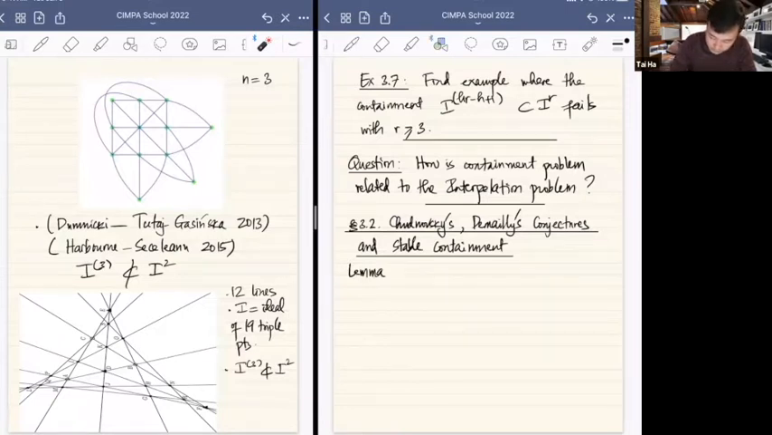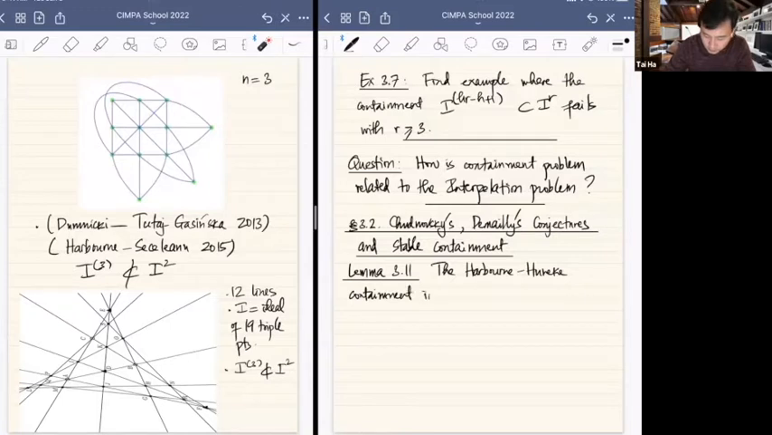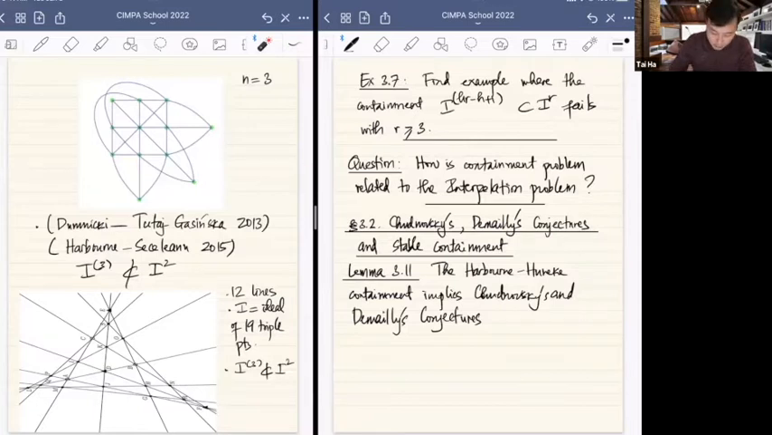I don't know what number it should be, so let me just give it any number, 3.11. It says that the Hilbert-Huneke containment implies the Chudnovsky and Mies conjecture.